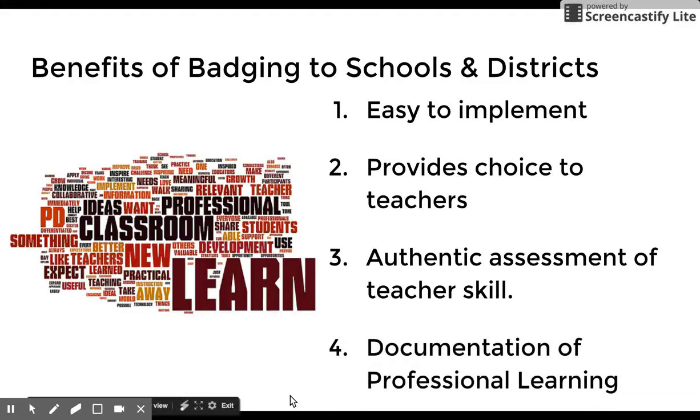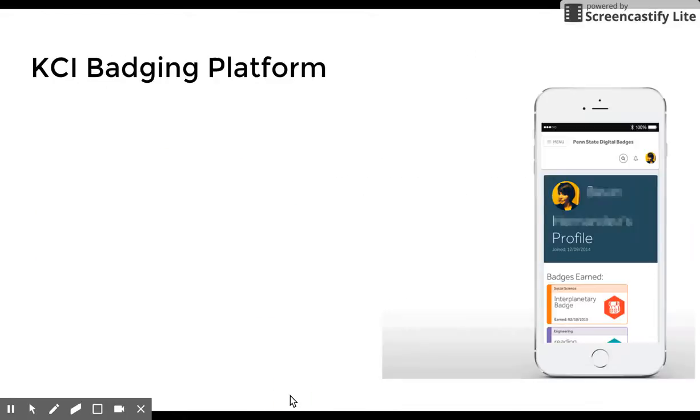And four is that now you have documentation of what you've done. You've gone to a lot of different professional learning programs probably throughout your career as a teacher, and there's really no documentation. Now we will have copies of what you've done, and you can take those copies and show a future employer or even your current employer: here's what I've done, and I can do these things because of what I've done in the badging application.